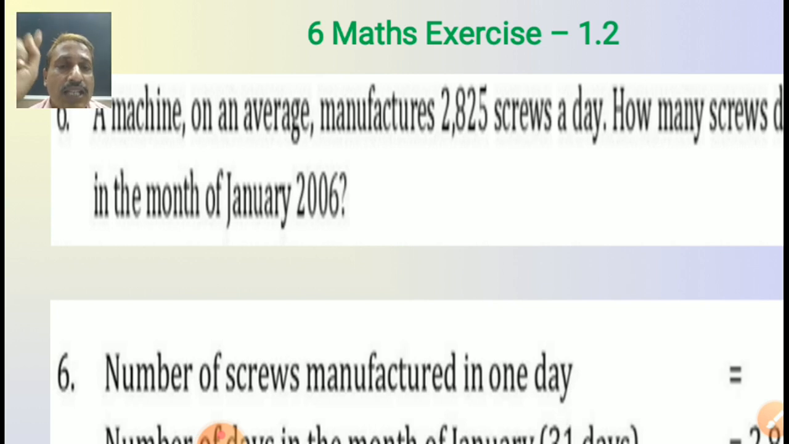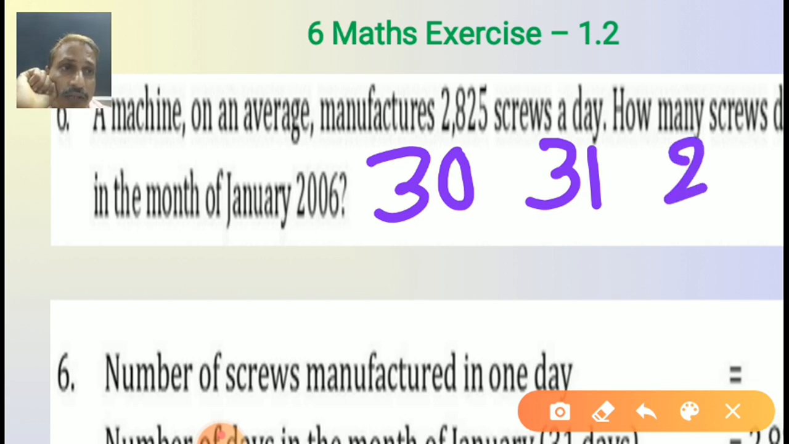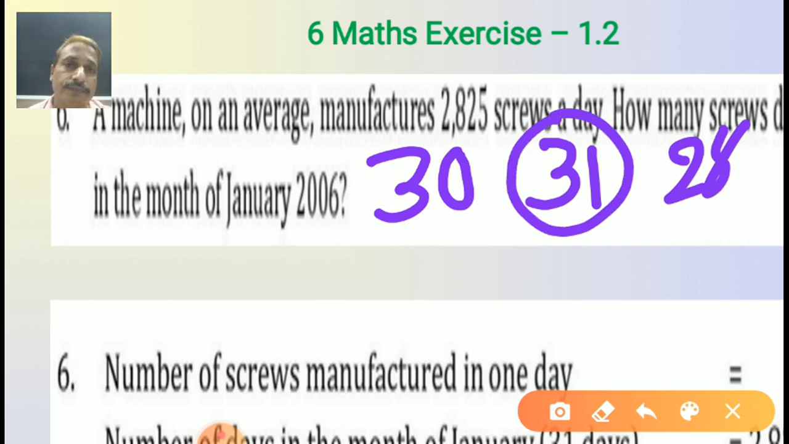Month of January is how many days? Yes, you tell me. 30. Does every month have 30 days? Yes, every month has 30 days. But January has 31. Oh, very nice. Anyone else want to say the answer? 28. Very good. Keep it up. When is 28 coming in January? No, February has 28 days or 29 days. January has how many days? Yes, 31 days are there.